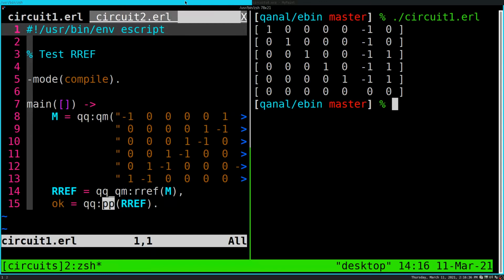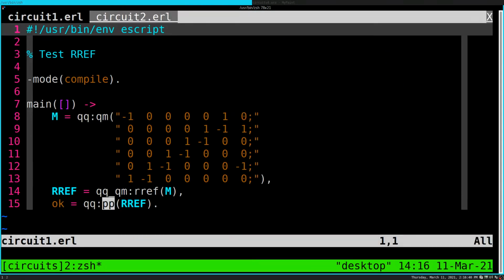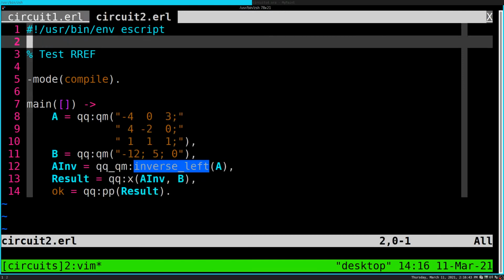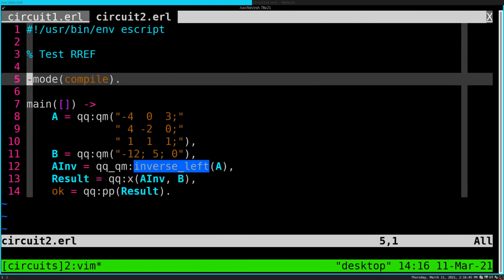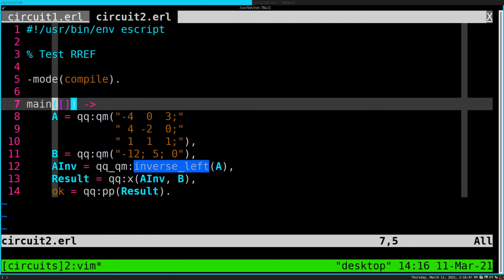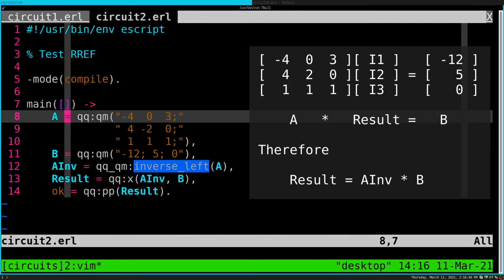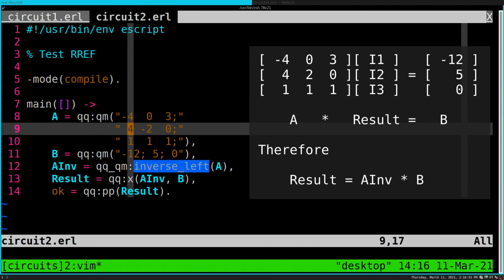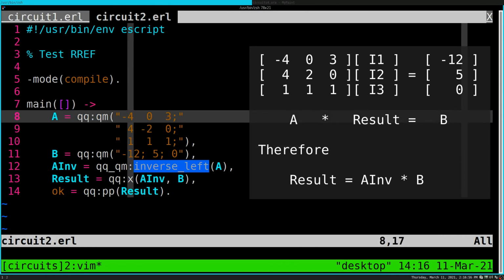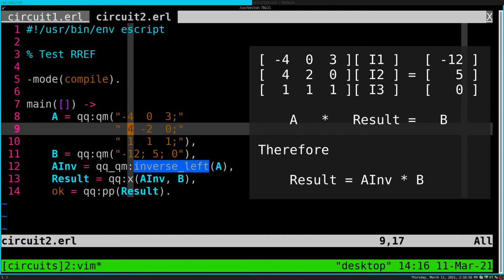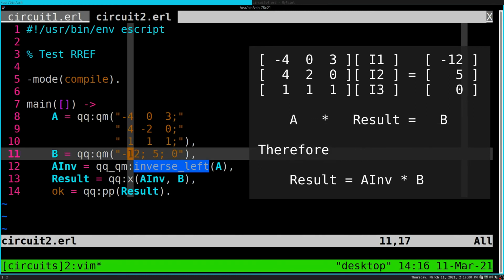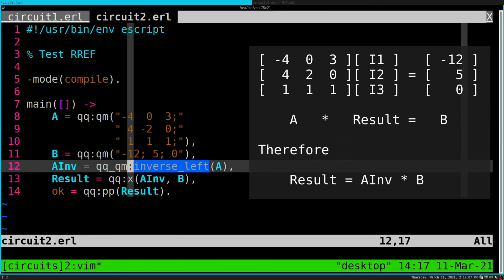I wrote a program. This is part of the QNL library. Again, we have main. This says A is equal to a QQQ rational matrix. It's the same matrix from before: 4, minus 4, 0, 3, 4, minus 2, 0, 1, 1, 1. B is equal to this column vector. The semicolon means drop to a new line. So minus 12, 5, 0.